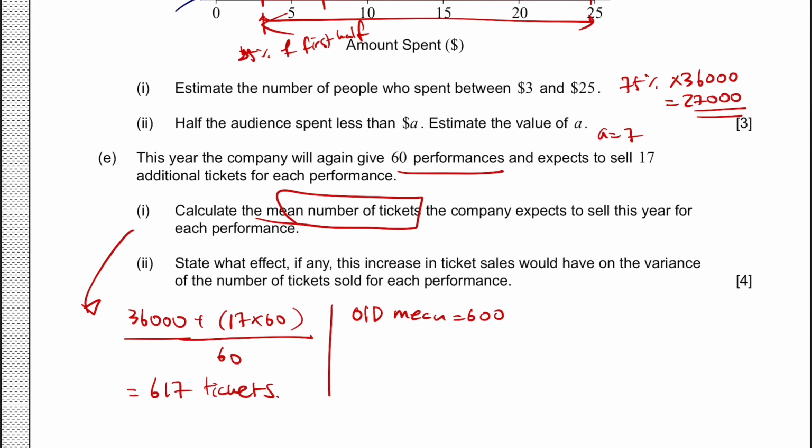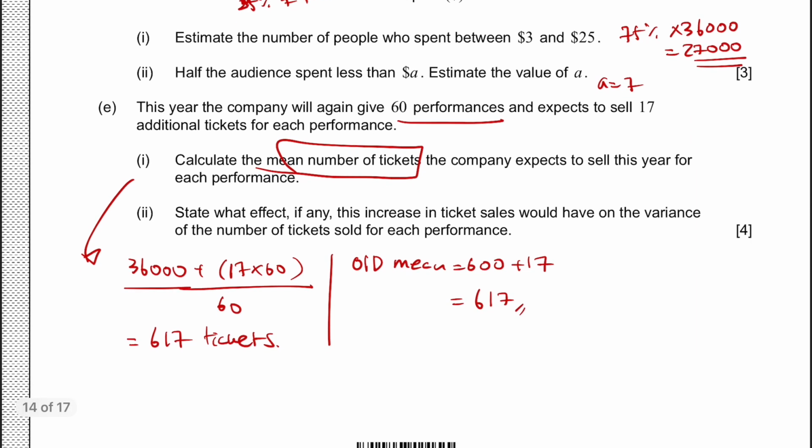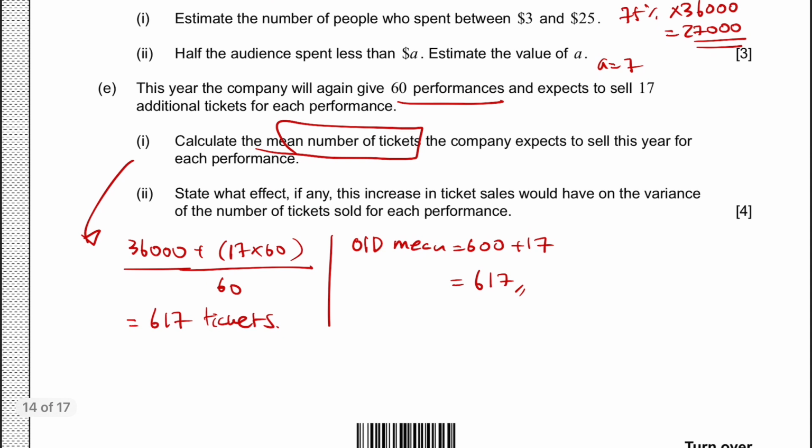Or we can also use another method. Since we know that the old mean value is 600, and we are adding the same number of tickets to every single performance, that means the increase is by 17, right? So we can just add 17 to the 600, and we get the new mean of 617.